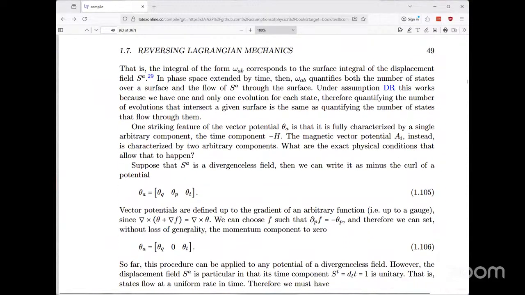In phase space extended by time, then, omega AB quantifies both the number of states over a surface and the flow of the displacement field through the surface. Under assumption DR, determinism and reversibility, this works because we have one and only one evolution for each state. Therefore, quantifying the number of evolutions that intersect a given surface is the same as quantifying the number of states that flow through them. Yeah, that makes sense.